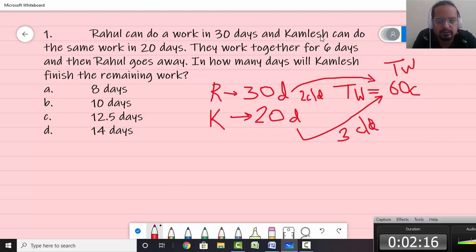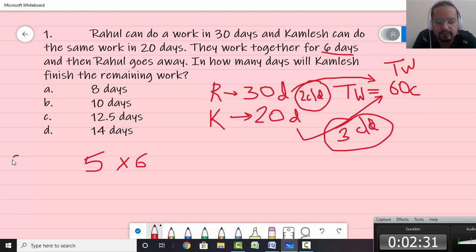All right. Now, according to the question, they work together for 6 days. So Rahul eats 2 chocolates per day, Kamlesh eats 3 per day. So together they eat how many? 5 chocolates per day, and they work for 6 days. So how many chocolates? The completed work becomes 5 into 6, that is 30 chocolates. I hope this is clear, right?